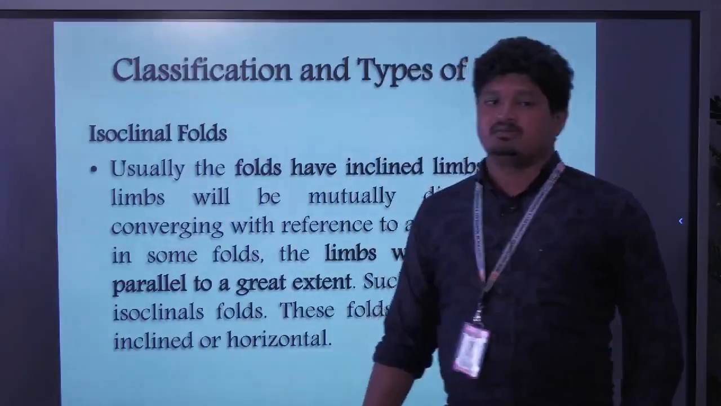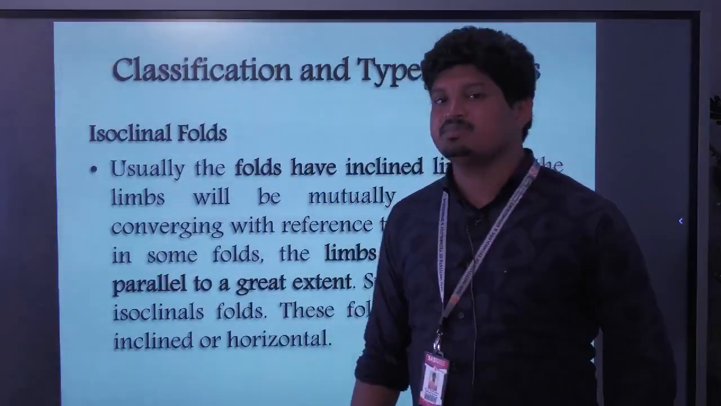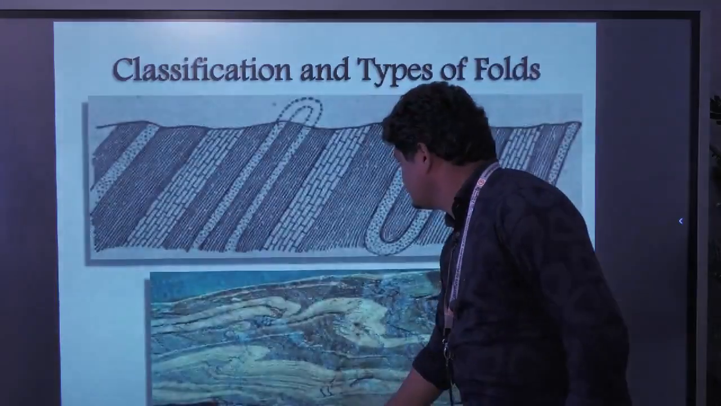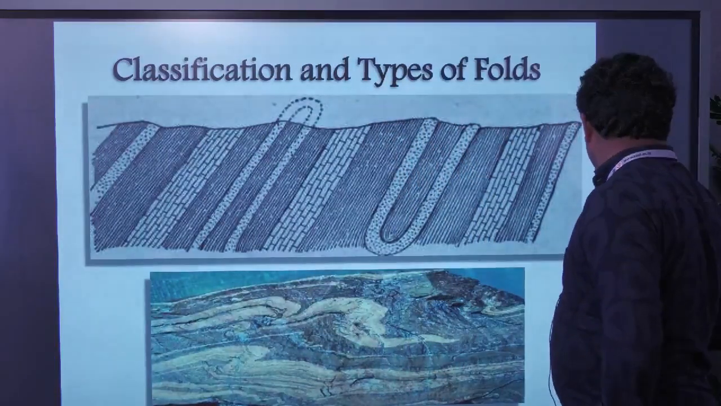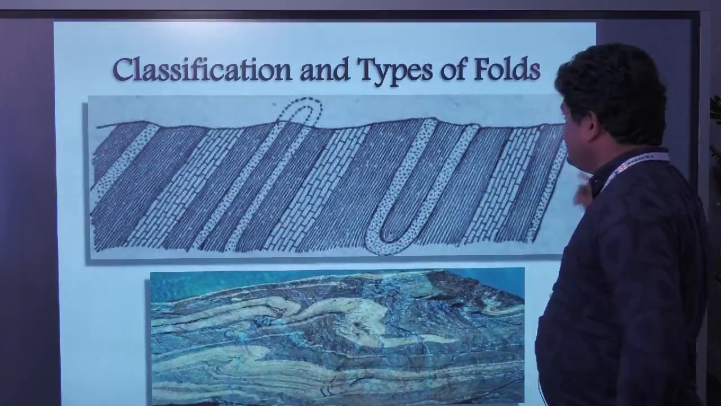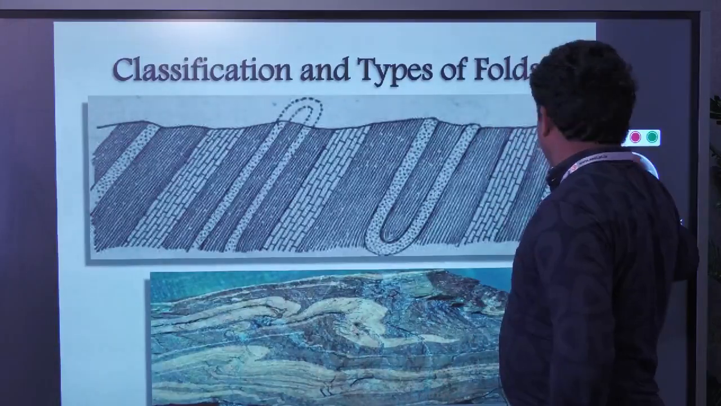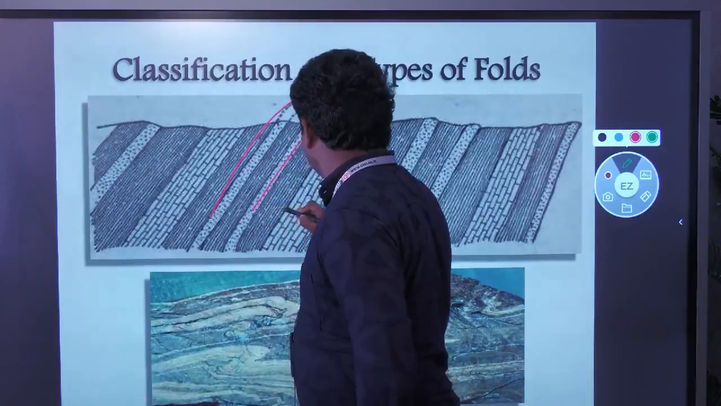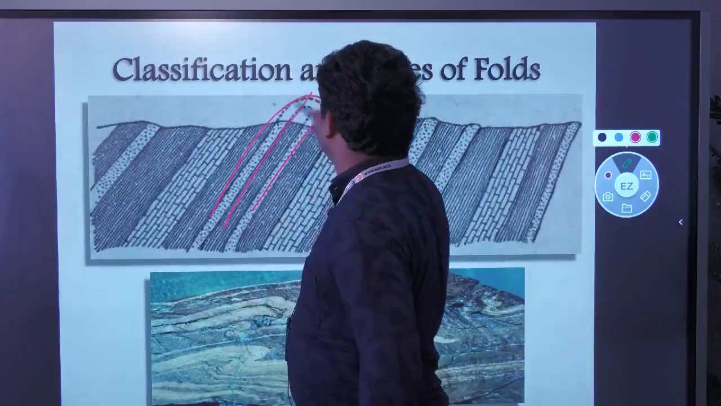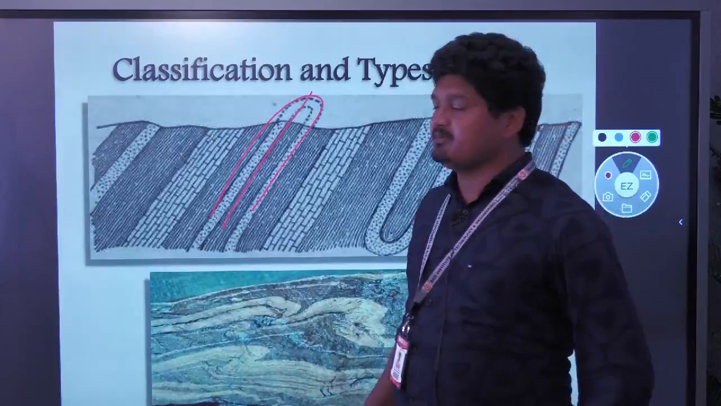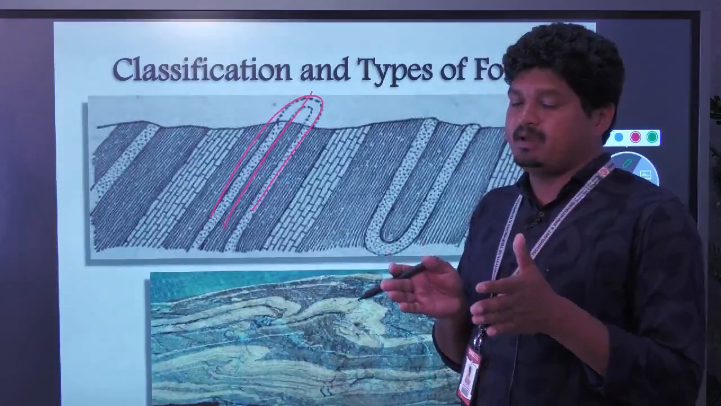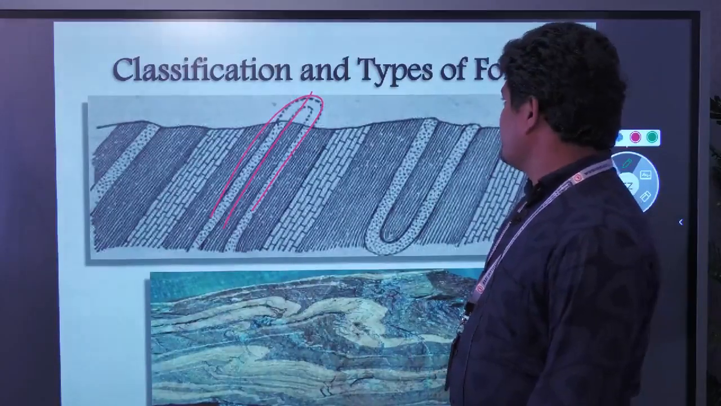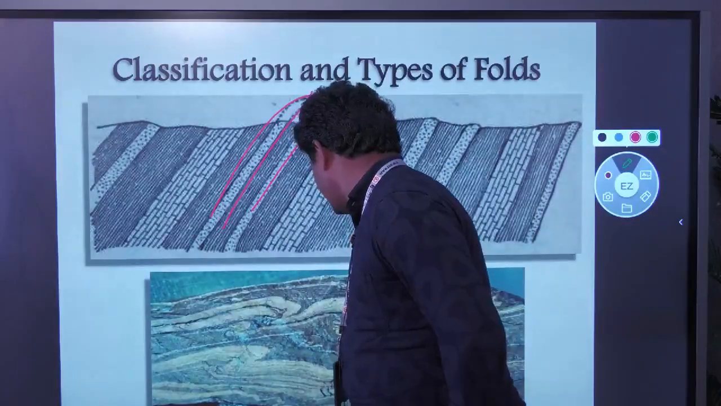And isoclinical folds. Isoclinical folds are those where the limbs and the axial plane are identified as horizontal. If you see this particular image, this is one limb. In the same way, the axial plane will be exactly parallel to those limbs. This will be called an isoclinical fold.